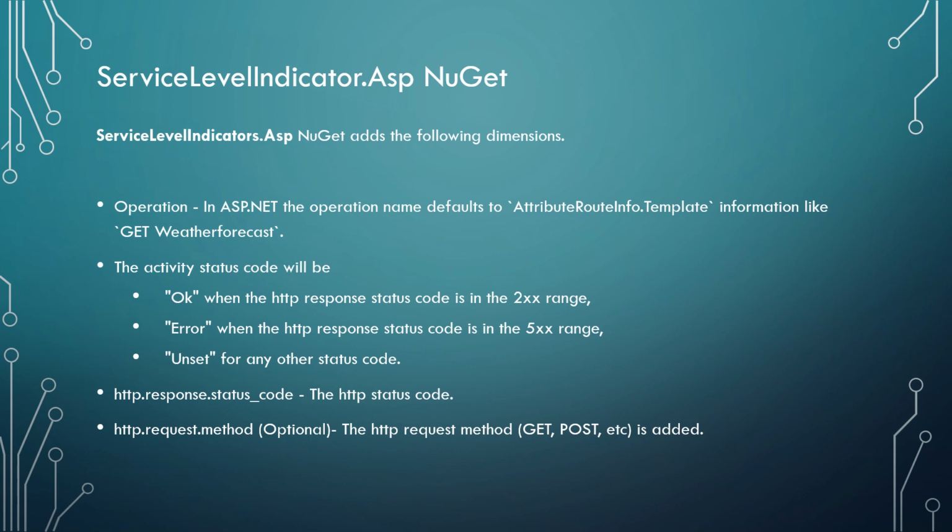It also emits the HTTP status code, so that information is available if you want to go specific to what is your status code. Optionally, you can add the HTTP request method, and this dimension will just contain get, post, delete. And this is helpful if you are interested in focusing on just the get methods, and it's an easy way to filter based on the request method.